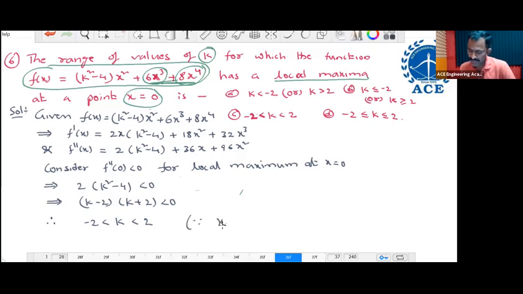This is according to this one: (x minus alpha) into (x minus beta) less than 0 if and only if alpha less than x less than beta, such that alpha less than beta. Here alpha is minus 2, because minus 2 is less than 2. So (k minus of minus 2) into (k minus 2) less than 0, like this. That's all. With this, the problem is completed. With this problem, the maxima and minima topic is completed, that is, the differential calculus part is completed.